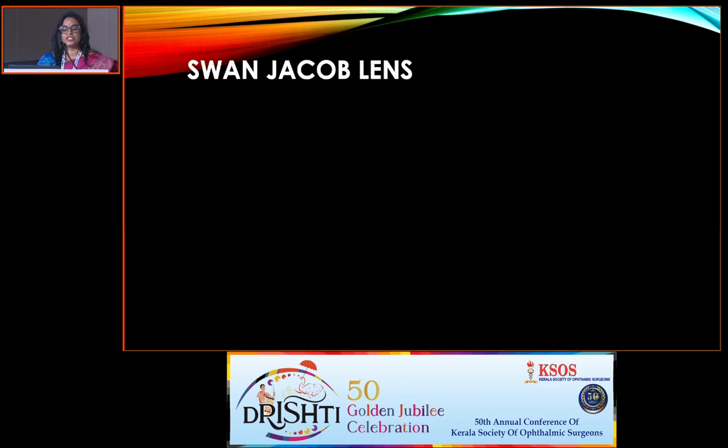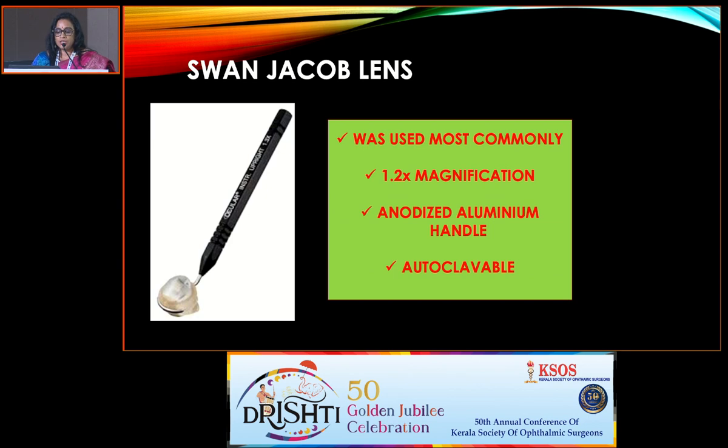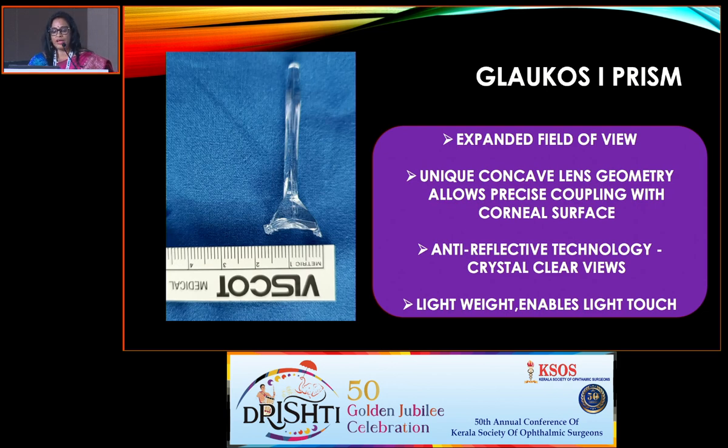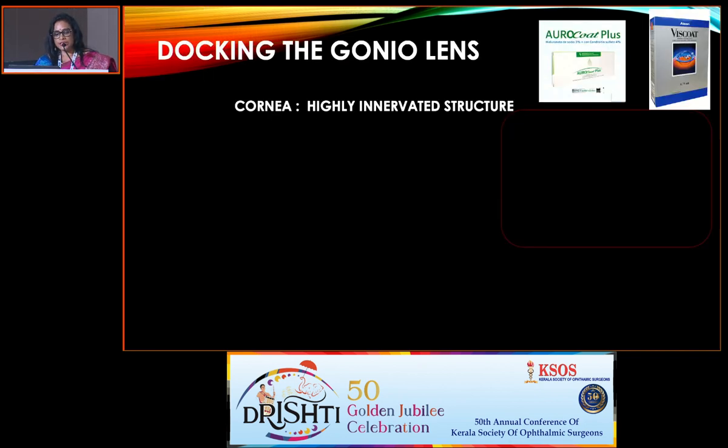So which gonio lens to select? Initially only this was available, so we are doing with this. It gives you a 1.2 magnification and it can be autoclavable. Now we have the Glaucos Eye Prism. It has an expanded field of view. It has a unique concave geometry, allows precise coupling, and it has anti-reflective technology also. And the hands-free lenses. And these are the other lenses.